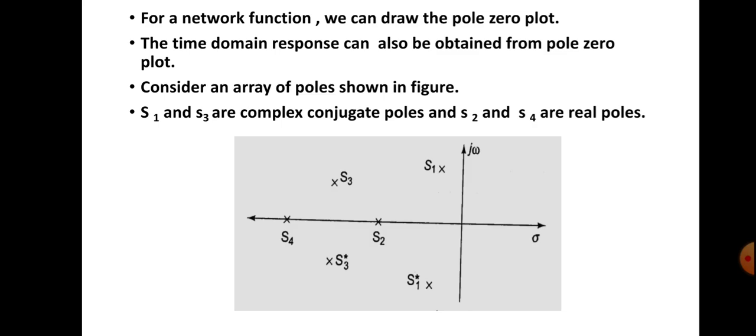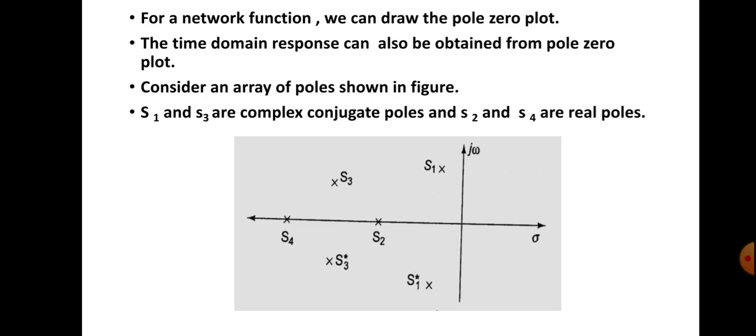From the numerator and from the denominator, we can find the zeros and poles. That means the roots of the numerator will give the zeros, and from the roots of the denominator we will get the poles. So by using these zeros and poles we can draw the pole zero plot. Usually it is drawn on a graph sheet having a real axis and an imaginary axis. The real axis is along the x-axis and the imaginary axis is along the y-axis.